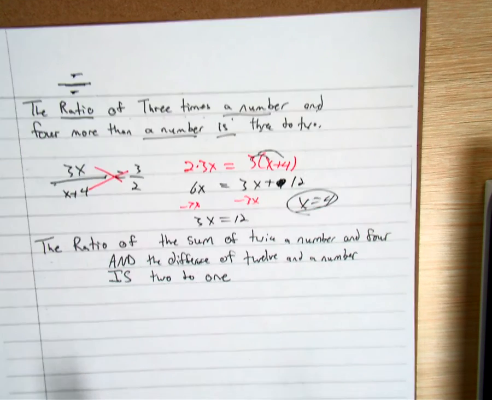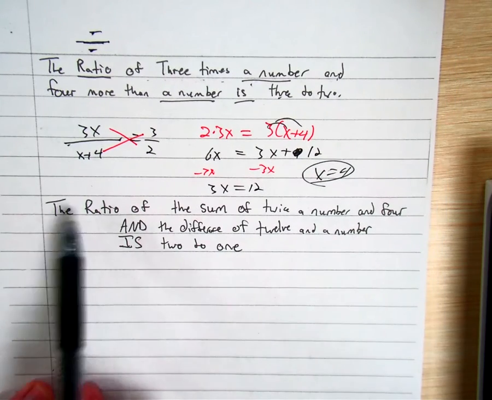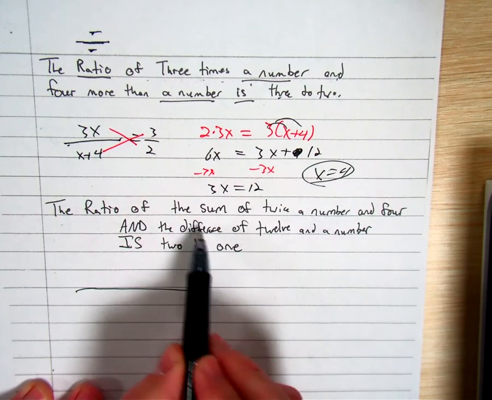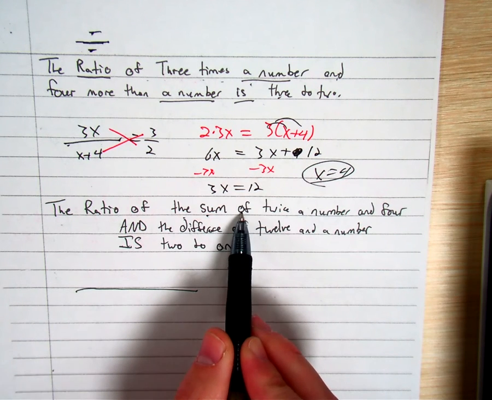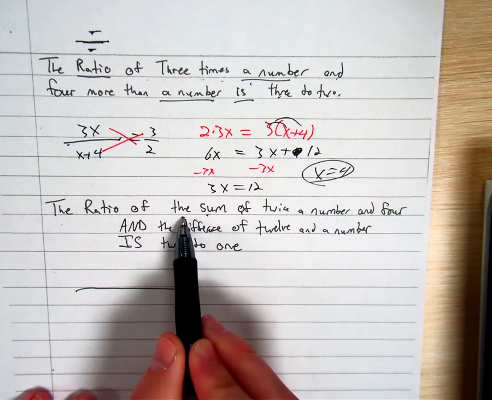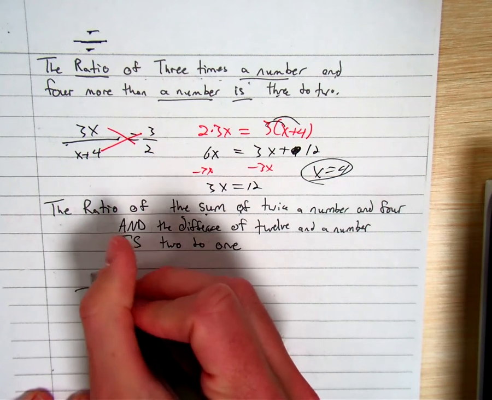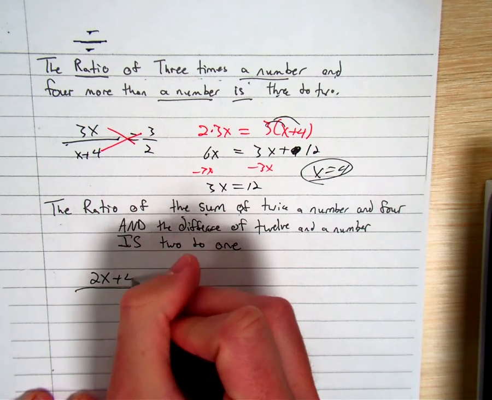Okay, another one here. This one's a little bit more challenging. Still, the ratio of, what are we dividing? The sum of, okay, so on the top we have a sum. What are we adding? The sum of twice a number and 4. Twice a number and 4.